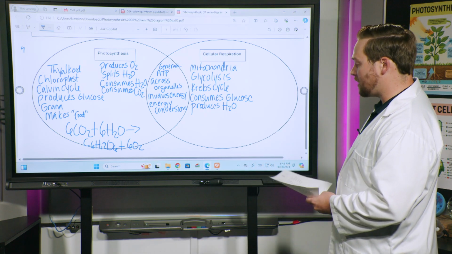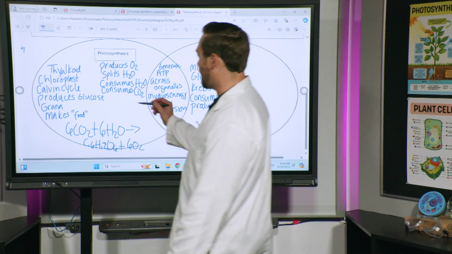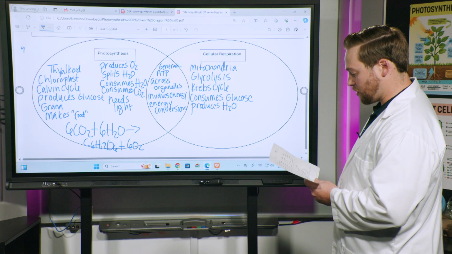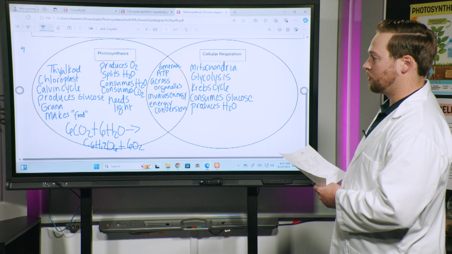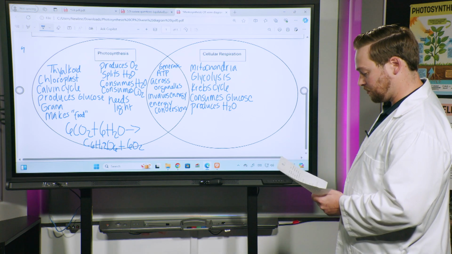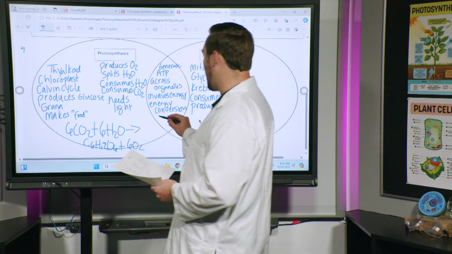All right, which one of these two needs light? That's the photosynthesis. It needs light. All right, the next one is autotrophs. All right, so autotrophs, those are producers. Do they do photosynthesis or cellular respiration? Autotrophs actually do both.